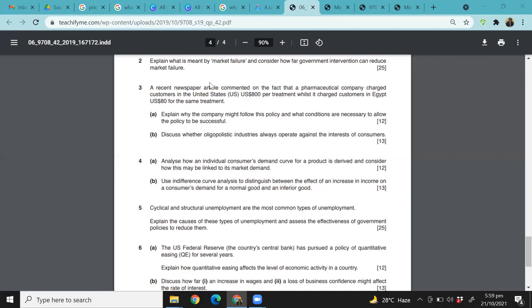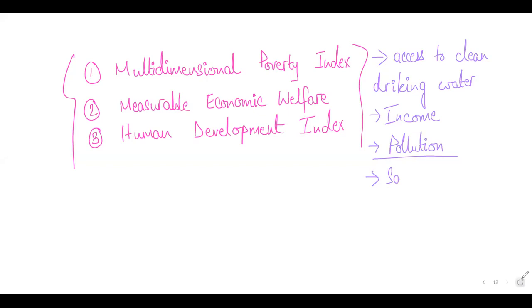Now first of all, the question is saying that cyclic and structural unemployment are the most common types of unemployment. So first of all, you will explain what is cyclical and what is structural unemployment, and then you will talk about how the government can control these. We did talk about both of these in our classes.